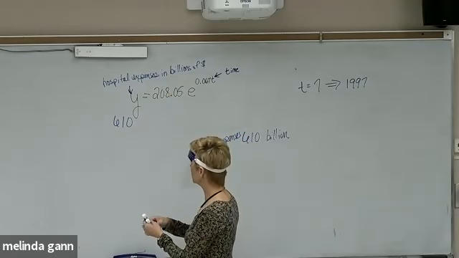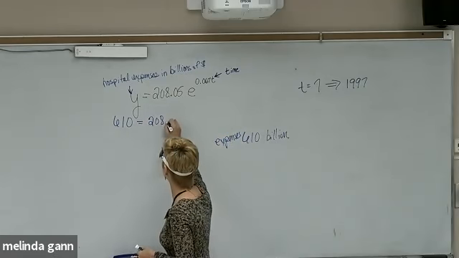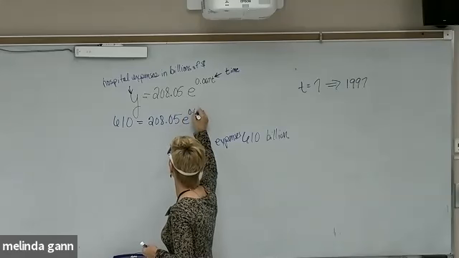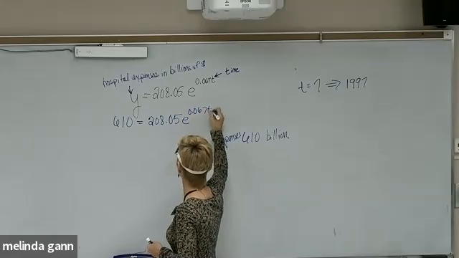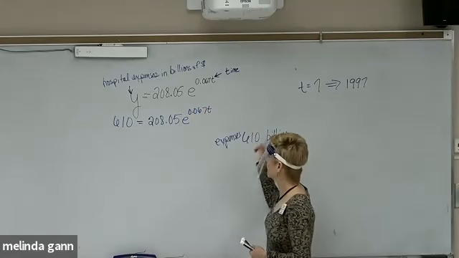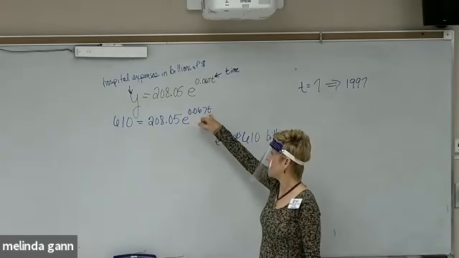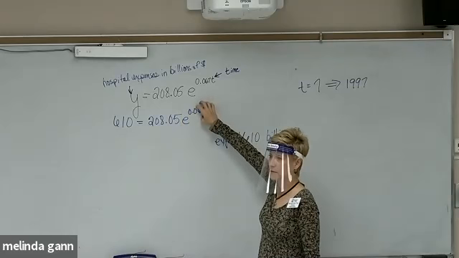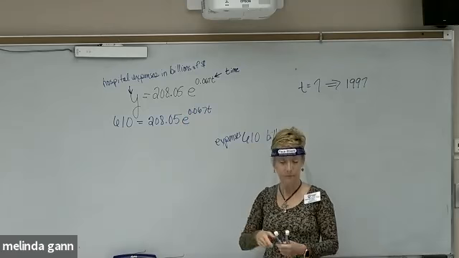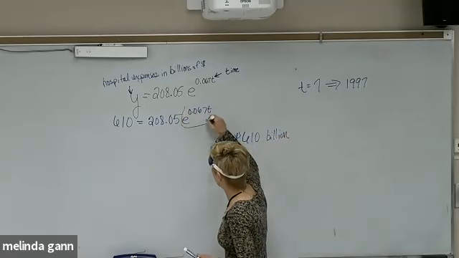So I've got 610 equals 208.05 e raised to the 0.067t. Now, aren't I looking for time? So again, my variable up here is an exponent. So I'm going to have to get it down. Is everybody with me? So the first thing I'm going to need to do is I'm trying to get this thing by itself.